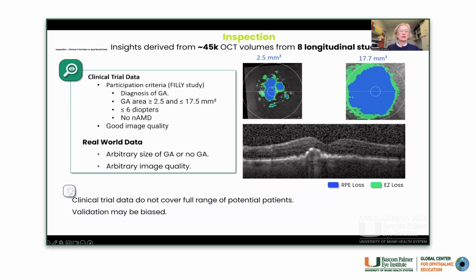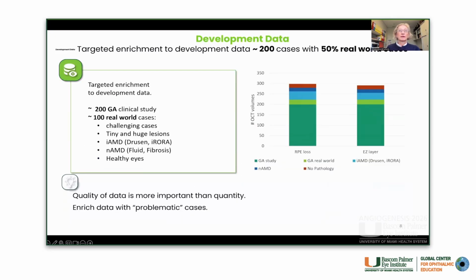However, real-world data are arbitrary in size and particularly in image quality. The development data matter very much, and we performed a targeted enrichment of the development data from 200 cases with 50 real-world cases that are labeled as challenging because the lesions there are either very small or very large. Lesions come from intermediate AMD preceding GA and iRORA, or the presence of fluid in neovascular AMD, or even healthy eyes. You can see the distribution on the right columns.